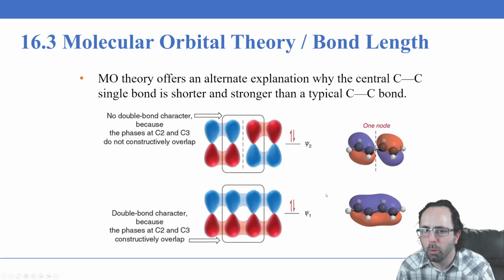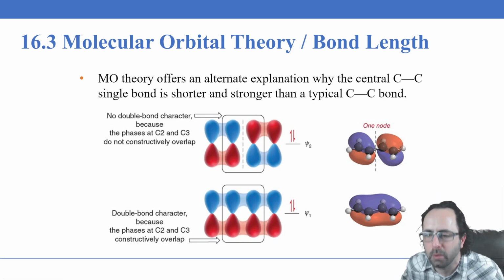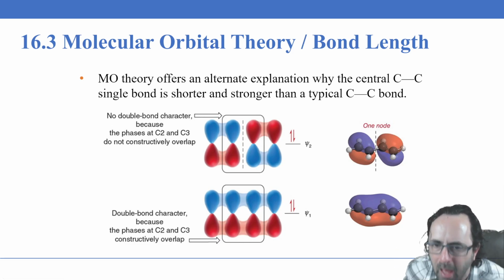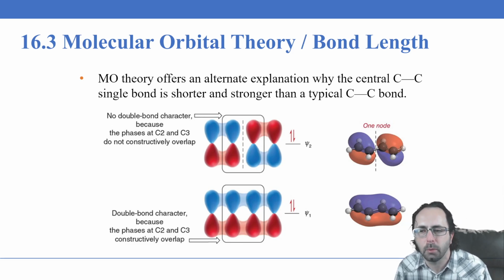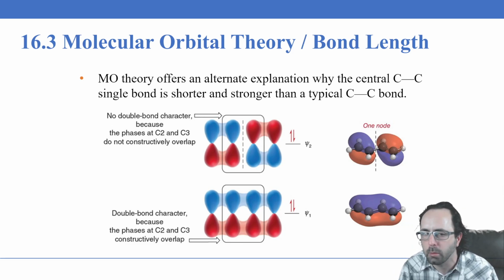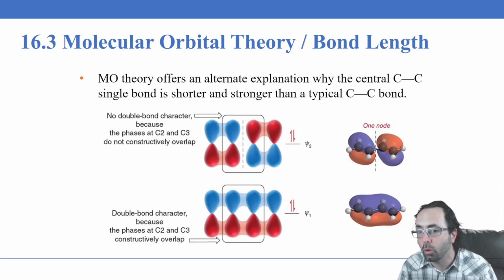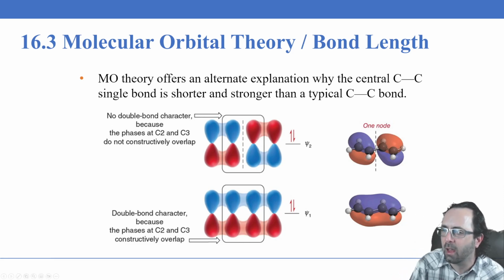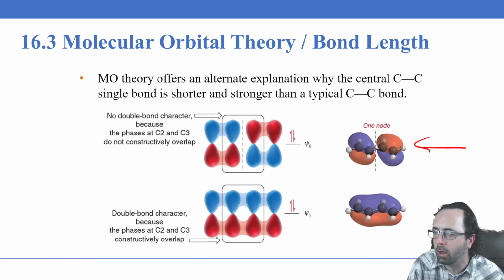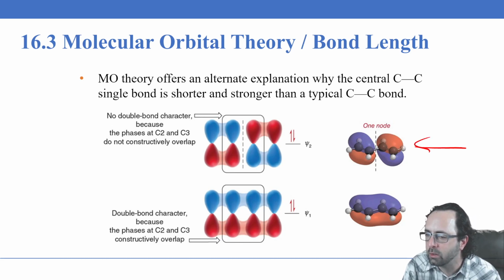So molecular orbital theory is valuable even though it comes from quantum mechanics and the math is very complicated, and we don't want to get into the math here. It offers a separate explanation for why the central carbon-carbon bond, the single bond, is shorter and stronger than a typical carbon bond, because this is kind of the picture of a typical carbon bond, right? Double bond here, but single bond in between.